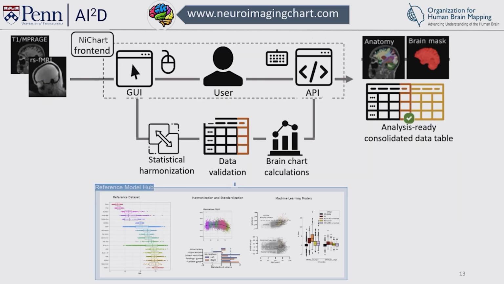So this is our NiCHART framework. For the user, you just simply upload your images. It passes through our GUI. It passes through our API. We automatically perform harmonization, data validation, brain chart calculations, and you get back this really nice table of analysis-ready data, your anatomical masks, your brain volumes, all of your harmonization interactive diagnostics, and your AI-based biomarkers.